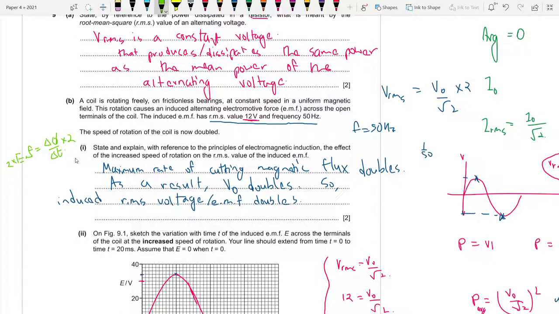So basically the answer is the maximum rate of cutting of magnetic field lines doubles. So the peak and hence RMS induced EMF also doubles. So the RMS value of the induced EMF actually doubles. Remember that this is interesting. If we double the rate, EMF will double, right? The peak value will double, and if the peak value doubles, we know that Vrms is equal to V naught by root 2, so the value of Vrms will also double.